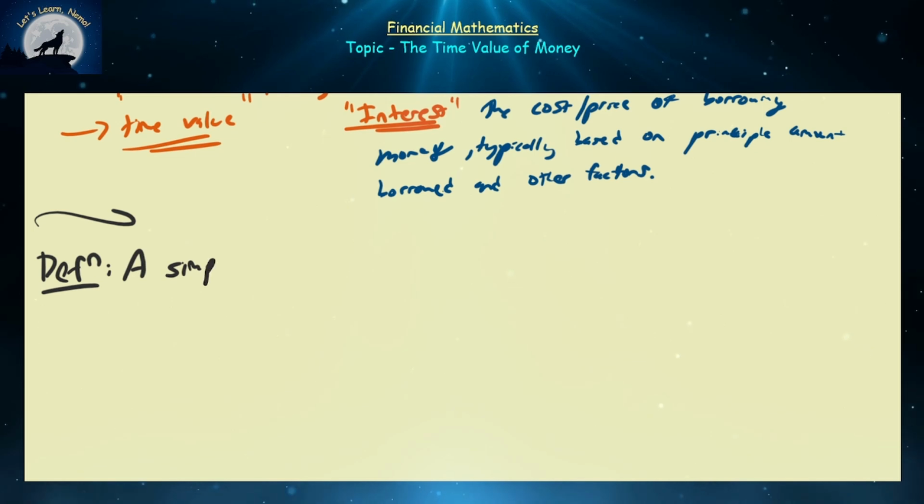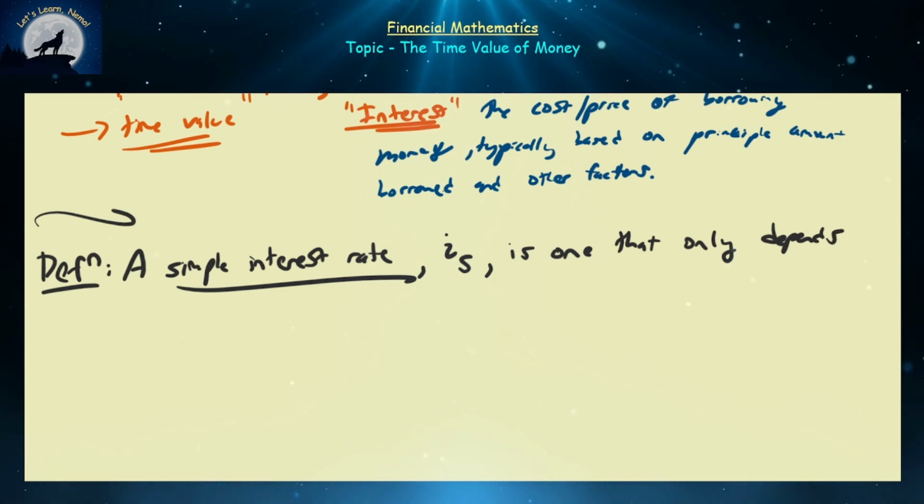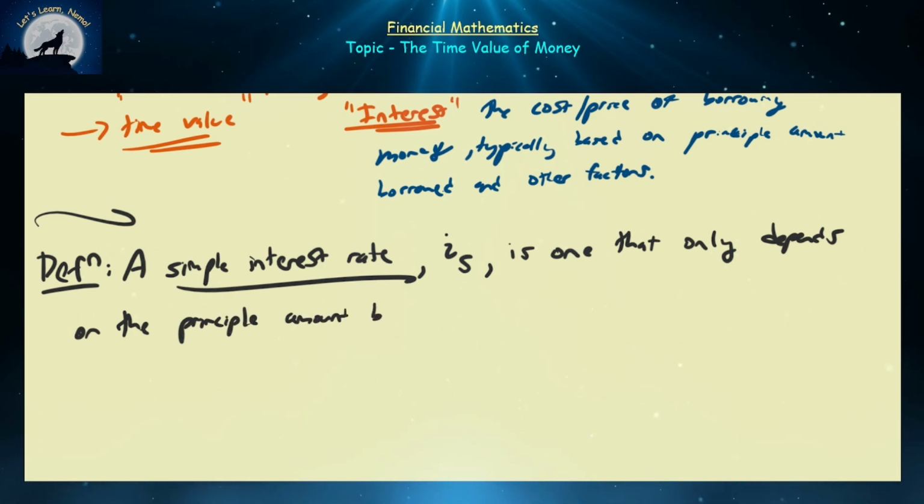So a simple interest rate, and I'm going to represent this by I subscript S, for interest rate simple. There are going to be several different interest rates that we're going to explore. This one only depends on the principal amount borrowed or invested, depending on your angle.